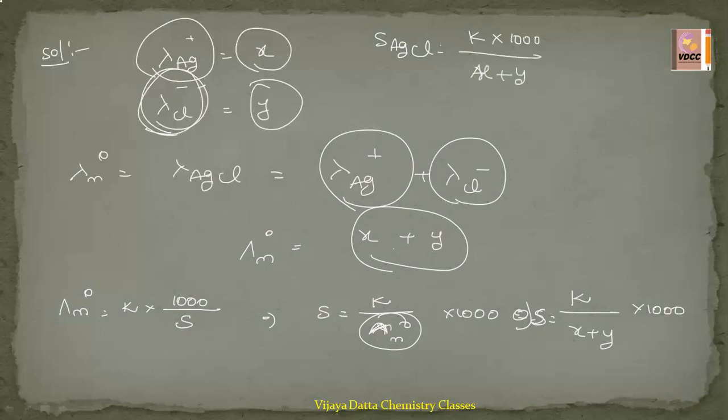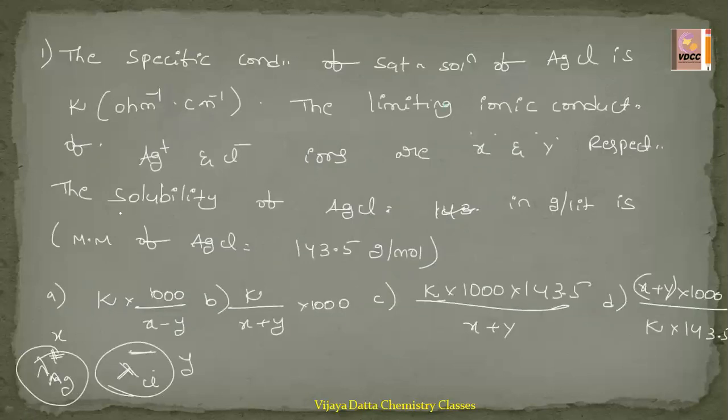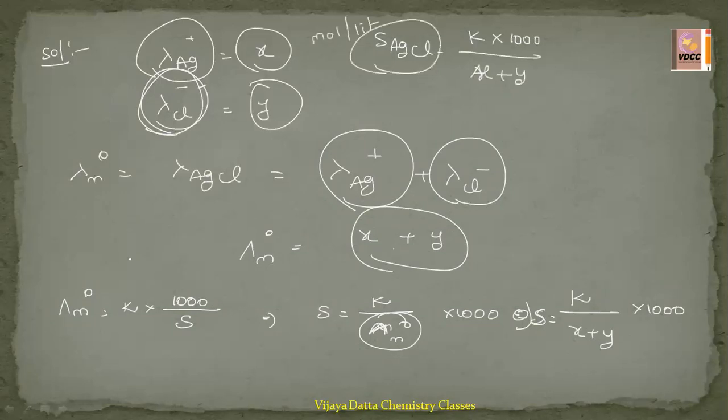But here S is the solubility in moles per liter, but we want it in grams per liter. That is what they asked clearly in the question: the solubility of AgCl in grams per liter. We found the molar conductance.